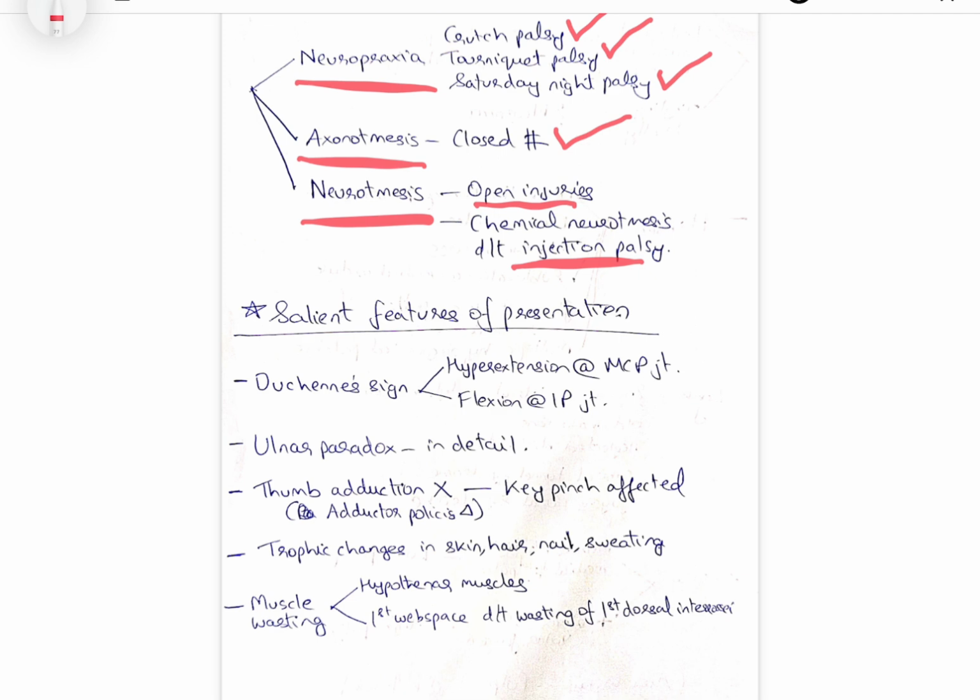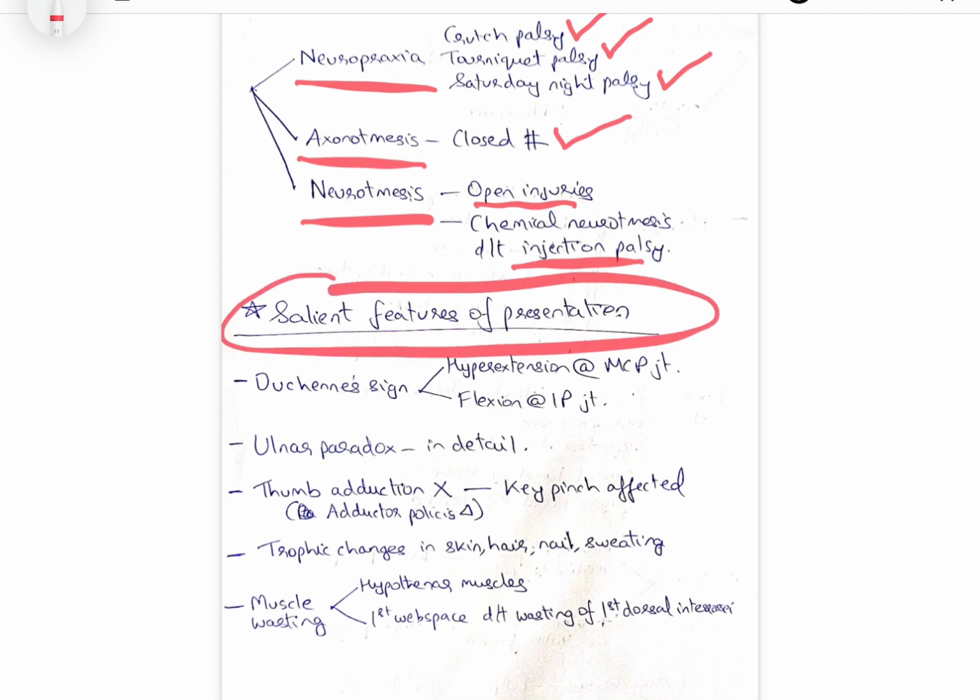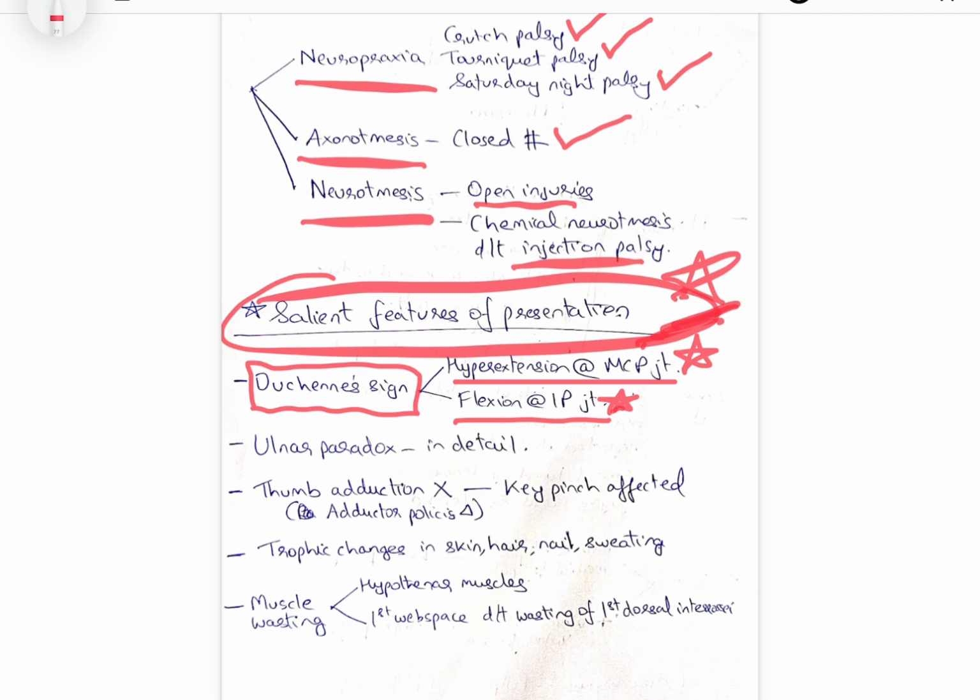Now we are going to discuss the salient features, how a patient of ulnar claw hand presents to the OPD room. So the basic crux, the basic pathology in ulnar clawing is hyperextension at the MCP joint and flexion at the IP joint. Am I making sense? Both are the most important deformities in ulnar clawing: hyperextension at the MCP joint and flexion at the IP joint. And what is it called? It is called Duchenne's sign. Duchenne's sign is the most common presenting feature of ulnar clawing.